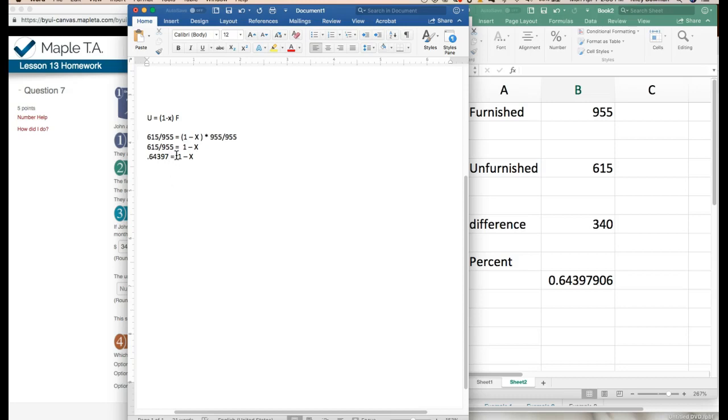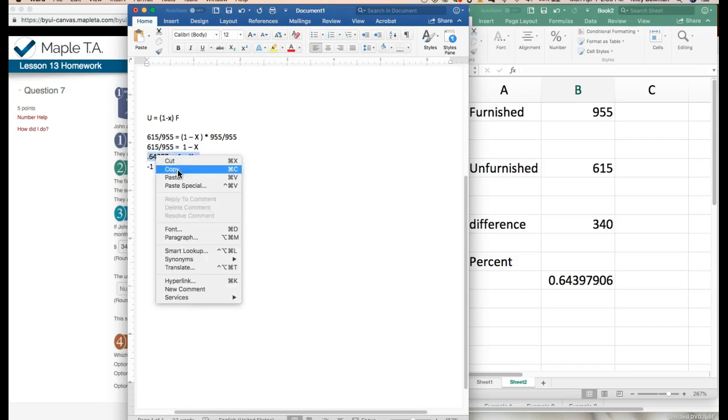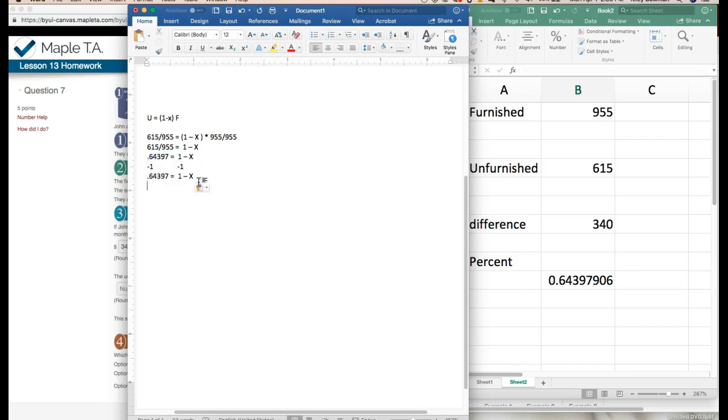And now we need to continue solving for X. So I have this positive 1 here. To get rid of that on both sides, I need to subtract 1. So we're going to subtract 1 here and subtract 1 on this side. Positive 1 subtract 1 cancels out to be 0, and we'll copy and paste this down for my next step. So that 1 is gone, so I'm just left with negative X.